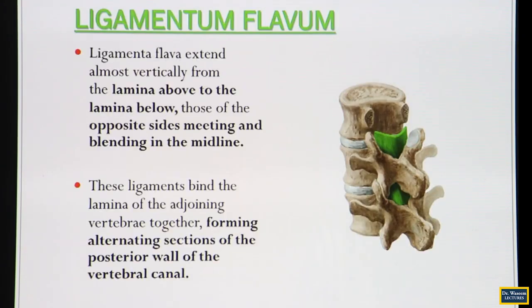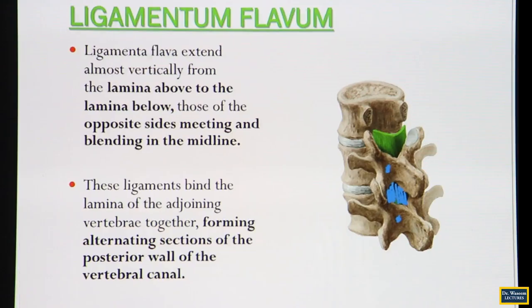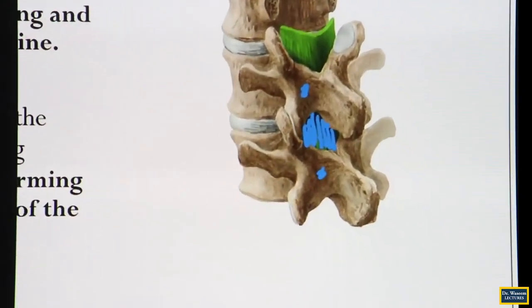Of these laminae, you can see this is a lamina and this is also a lamina. This lamina is connected here, and similarly the upper part of the lamina is connected with the lower part of the preceding lamina, and the lower border of this lamina will be connected with the upper border of the following lamina. This ligament is very important to stabilize this. This is called the ligamentum flavum.